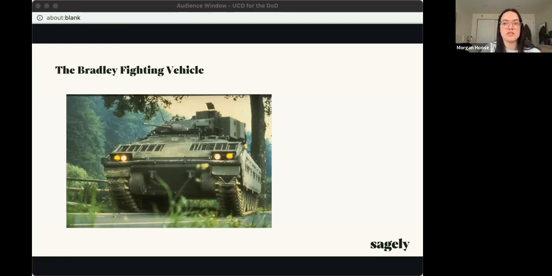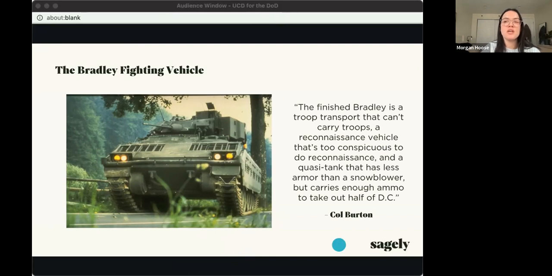So the project started with a very simple goal. It was to be a troop carrier transporting troops into combat. But by the end of the clip, Bradley turned into something that was very far from its original goal. So Colonel Burton summarizes the Bradley project with this quote: "The finished Bradley is a troop transport that can't carry troops, a reconnaissance vehicle that's too conspicuous to do reconnaissance, and a quasi tank that has less armor than a snowblower, but carries enough ammo to take out half of DC." So I think it sums it up that this project just went out of control.